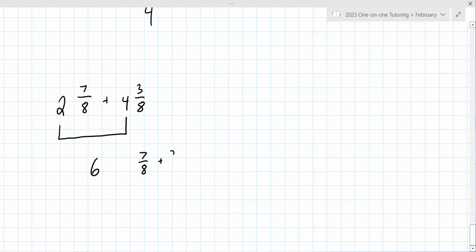So let's try another one here. Now that I understand the way you're doing this, let's go 2 and 7/8 plus 4 and 3/8. So what do you add first? The whole. Okay, so what is 2 plus 4? 6. Okay, and then you have to add the 7/8 plus the 3/8. What does that become?